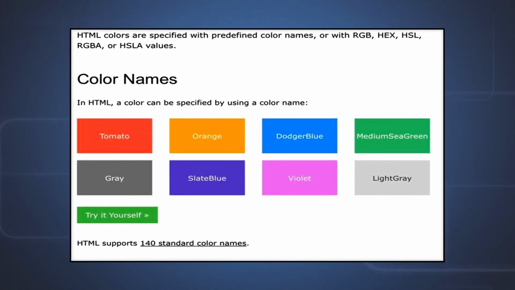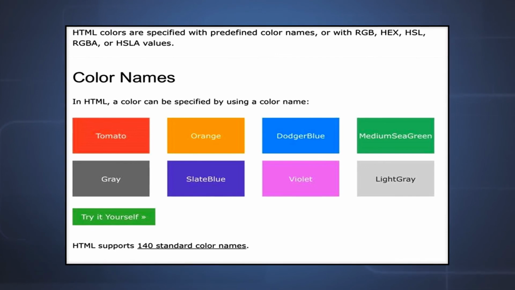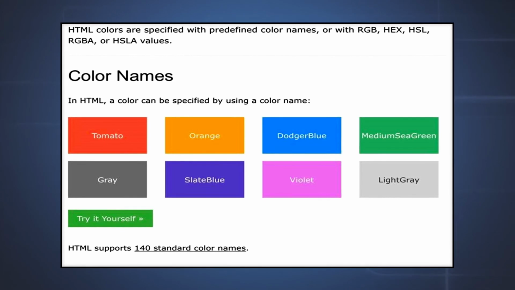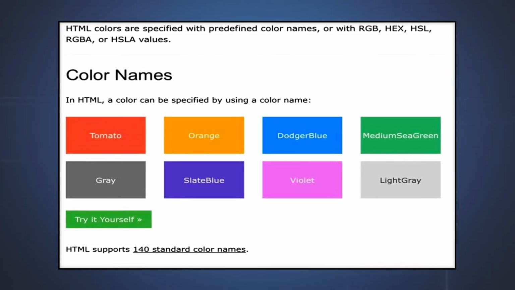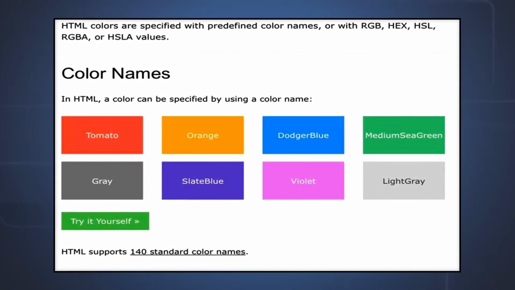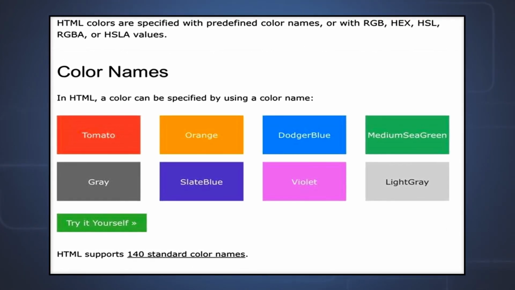Then we have colors. These are very important because there are a large number of color combinations and we should be in a position to render appropriate colors to websites. In HTML, a color can be specified by using a color name. We have different names for the colors, and all these can be used. For example, tomato, orange, dodger blue, medium sea green, gray, slate blue, violet, light gray, and there are many more. HTML supports 140 standard color names.